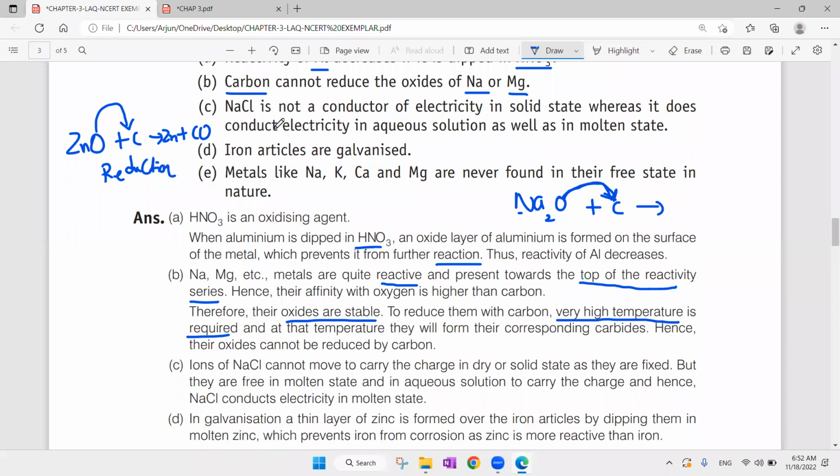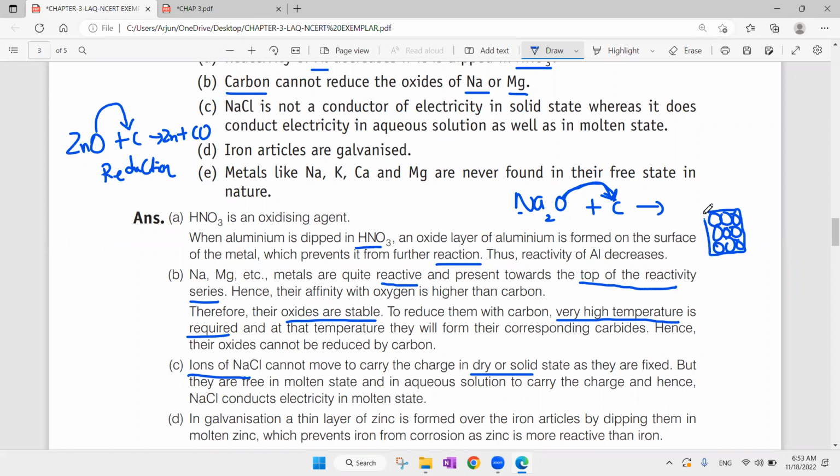Next, NaCl is not a conductor of electricity in solid state, whereas it does conduct electricity in aqueous solution as well as in molten state. NaCl is an ionic compound, isn't it? So the ions of NaCl cannot move or carry the charge in dry state, because in dry state all ions are tightly packed. That is the thing we studied in 9th class, no?